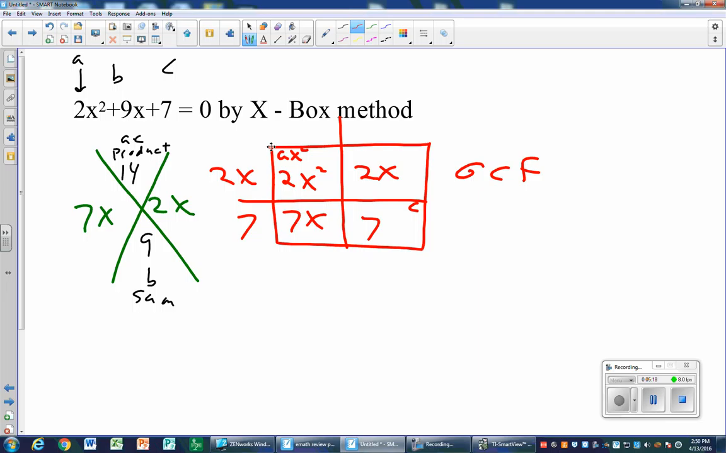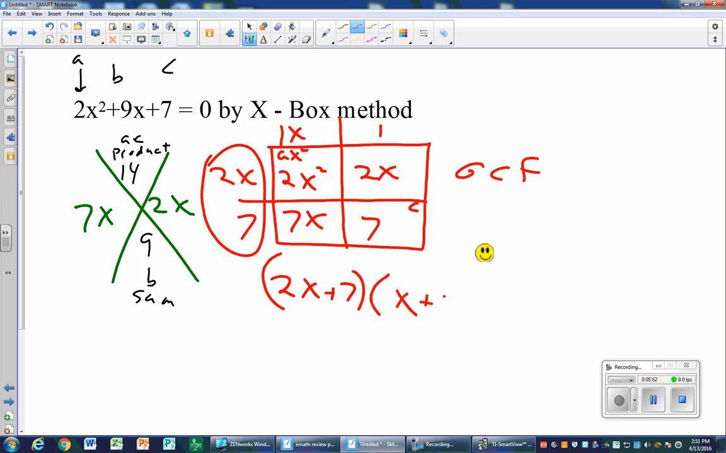Now you ask yourself, 2x times what equals 2x squared? 1x. Then 7 times what is 7, or 2x times what is 2x? It's the same number, 1. You can check: x times 7 is 7x. It checks. So the factors are 2x plus 7 because the 7 is positive, and x plus 1.